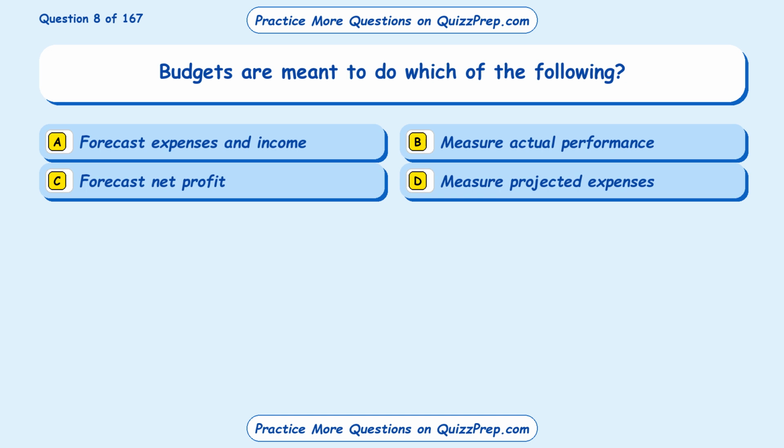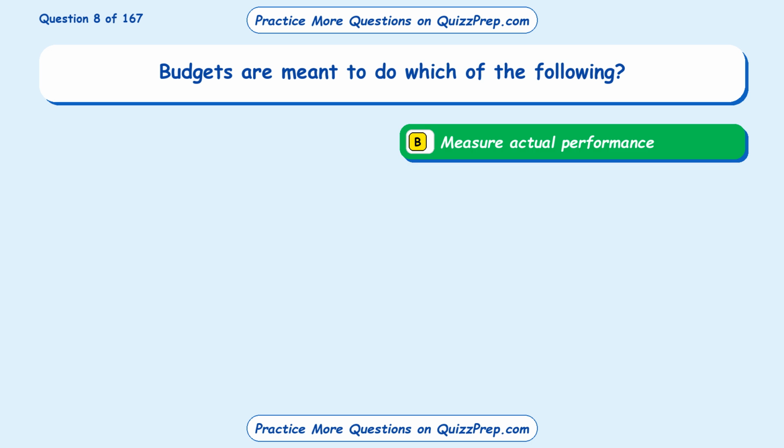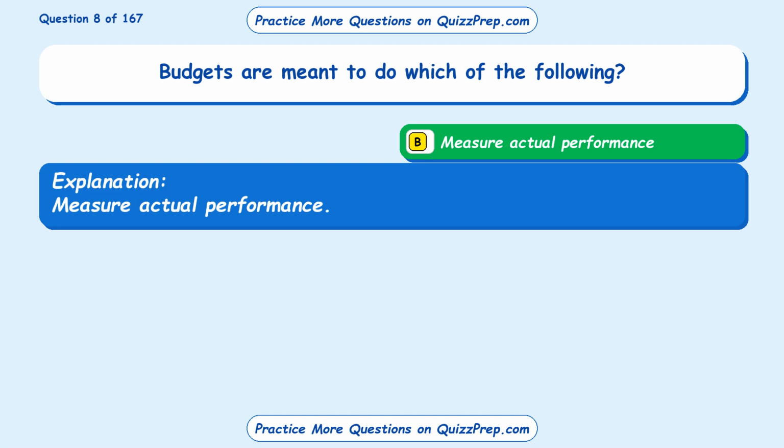Question 8. Budgets are meant to do which of the following? Option A, forecast expenses and income. Option B, measure actual performance. Option C, forecast net profit. Option D, measure projected expenses. The correct answer is option B, measure actual performance.